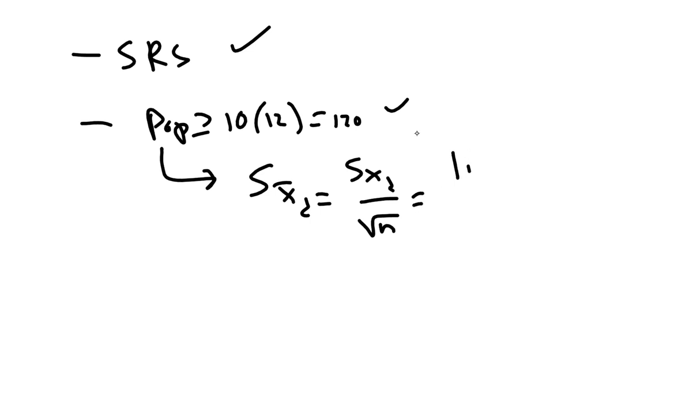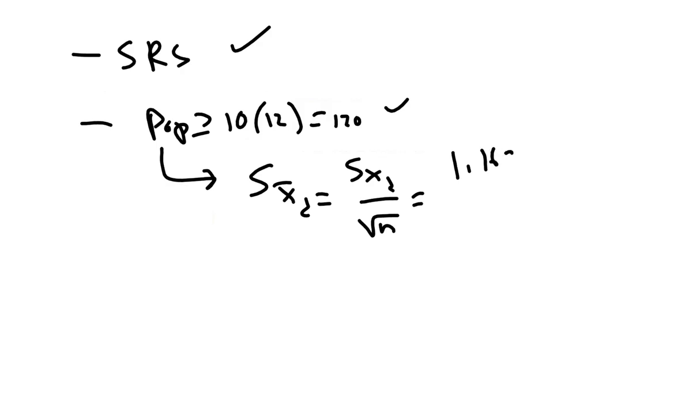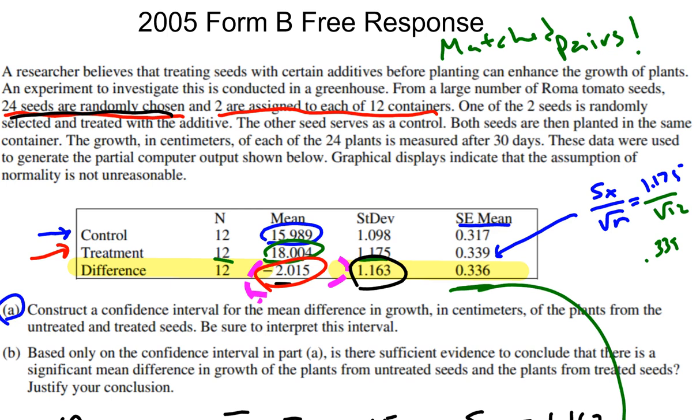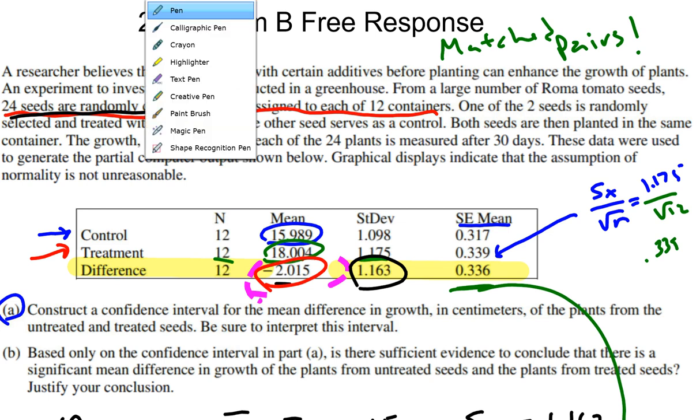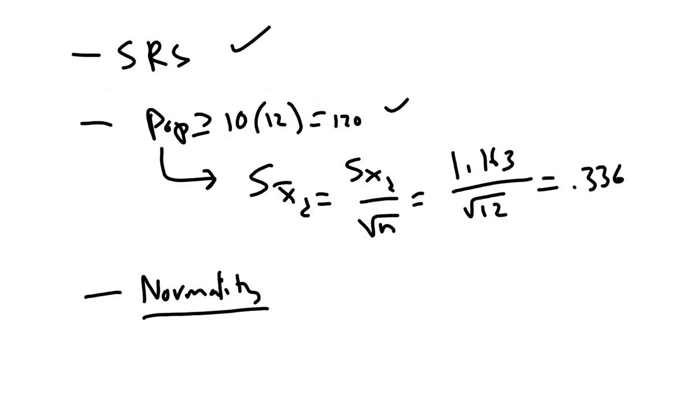And we already had these numbers. Let's go back up there. We had this 1.163 number, 1.163 over the square root of 12, and that turned out to be 0.336. And then finally, you're supposed to check for normality in some sense, or check that there's no skewness. What's interesting here is they don't give us a way to actually graph these differences, these data points. However, if you read carefully, there's a nice sentence in here. Graphical displays indicate the assumption of normality is not unreasonable. So in this case, they really sort of gifted us this last assumption. I could check that off and it works. And now we're ready to build our confidence interval.